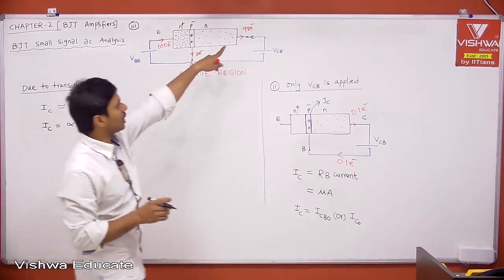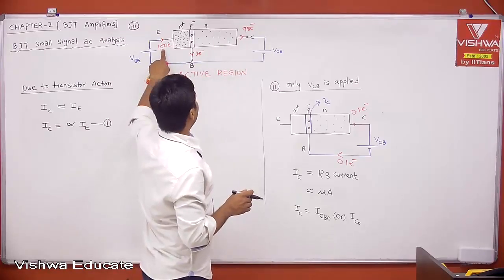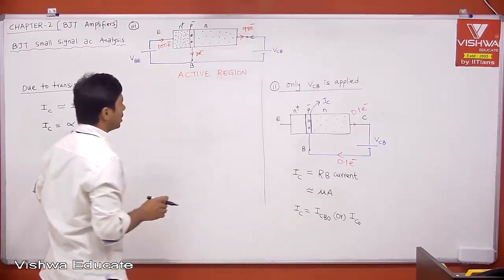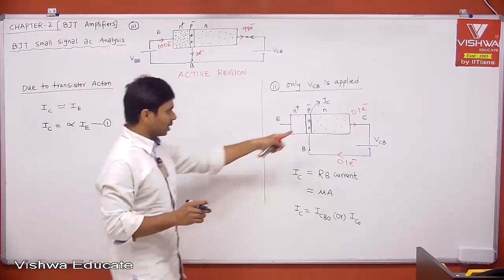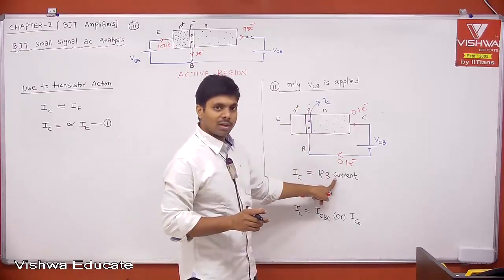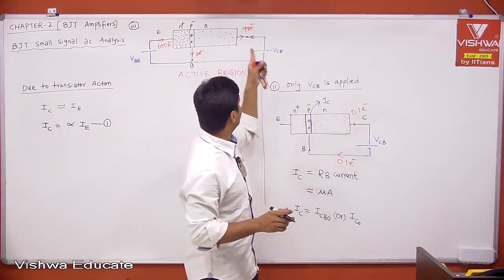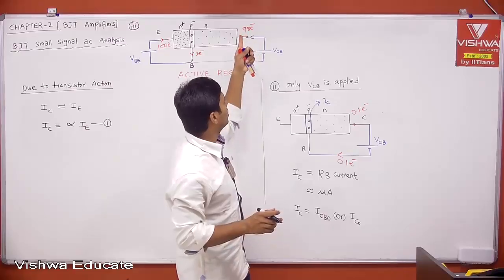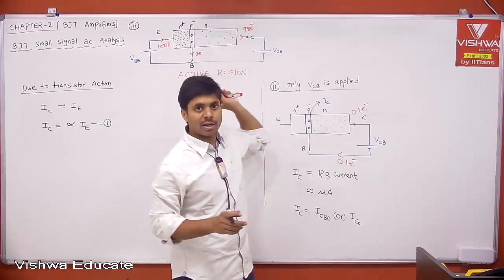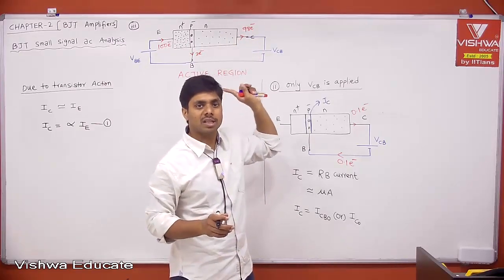Therefore, whatever collector current you are getting, that is due to emitter current, that is nothing but IC is equal to alpha into IE. But remember, we have another current that is due to reverse bias. What is that current? I am not showing that. That current is not represented here. This current is only due to emitter current. That's why that is what is called due to transistor action.